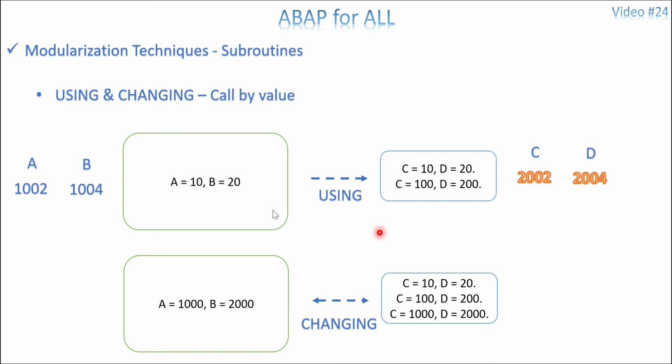I don't want any mess on my actual parameter, go with using. If I'm expecting some changes to happen, whatever is happening in the subroutine, I want that to be affected in my actual parameter. You have two options. Either go by call by reference, or you can go by call by value and the changing keyword. So it's very simple.